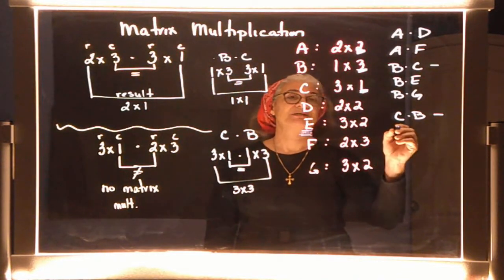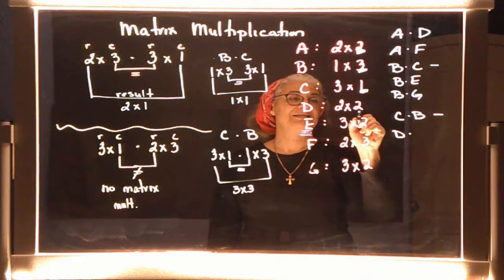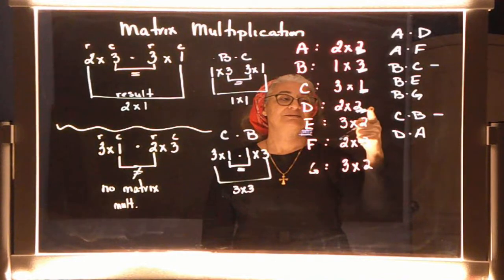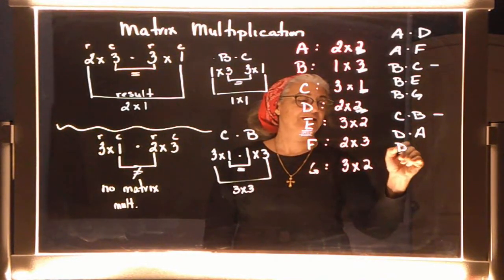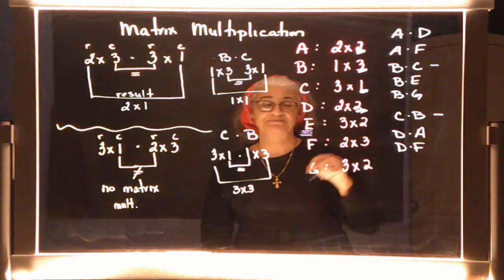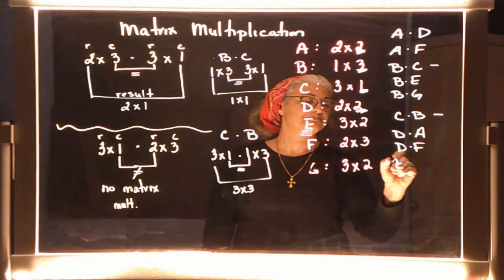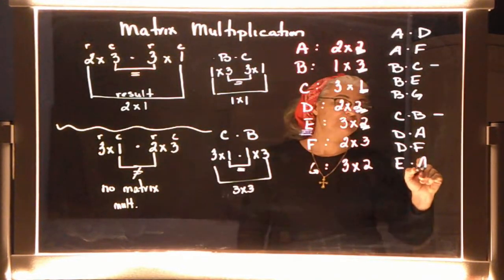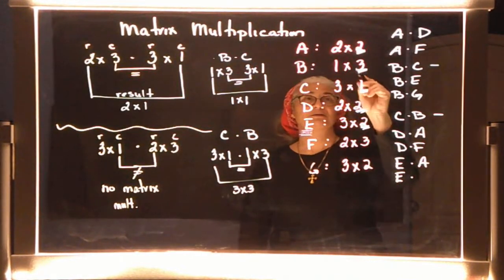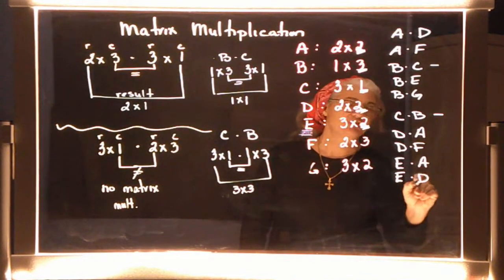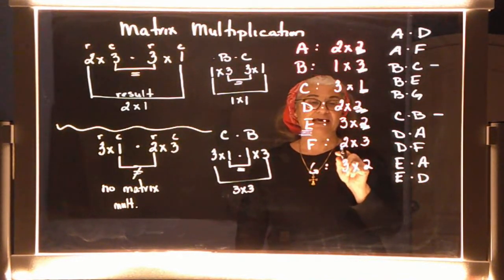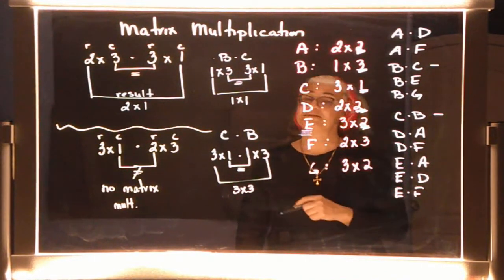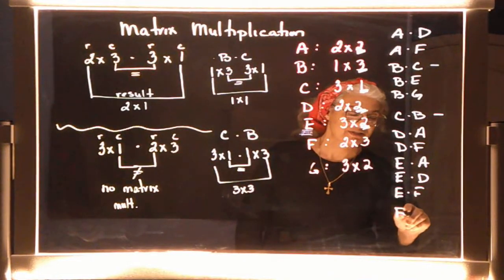Well, it looks like that was the only one. So D. D ends in a 2. Good, we can multiply it by A. And looks like you can multiply it by F, right? How about E? E ends in a 2. Good, looks like you can multiply it by A. What else? And D. Good. What else? And F. And that's it.